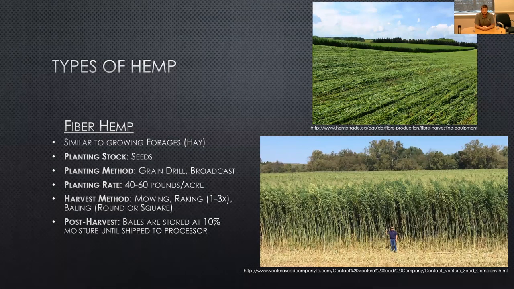After the retting is finished, then we will go back and either round bale or preferably large square bale the stalks. And once they're baled, we prefer to have the bales at 10% moisture or less. Depending on the processors that you're looking to sell this to, it may be able to be shipped immediately. Most likely, farmers will have to store this crop, preferably under a shed or at least out of the elements until it is ready to go to the processor.